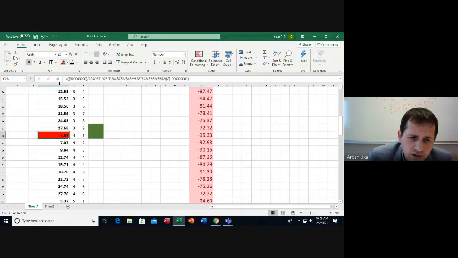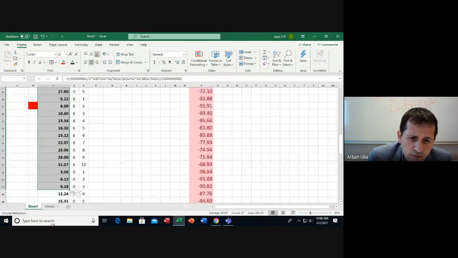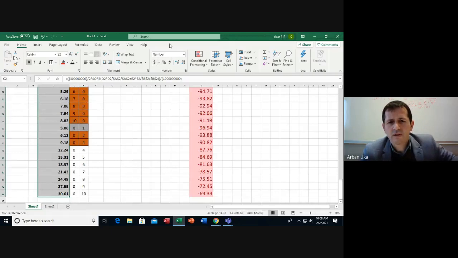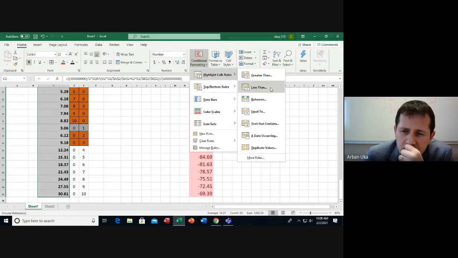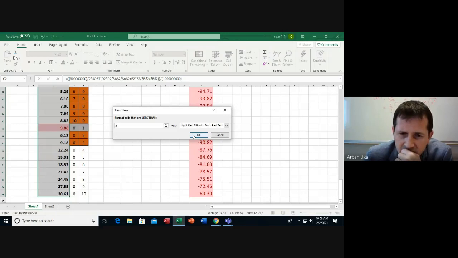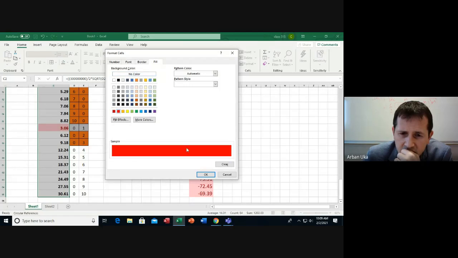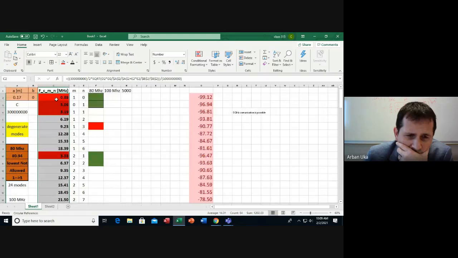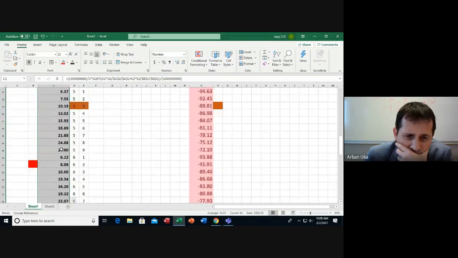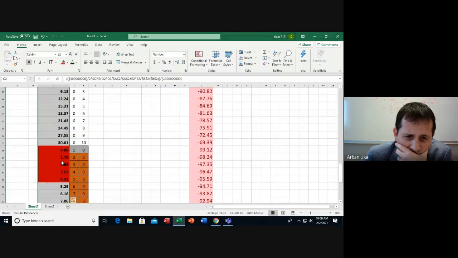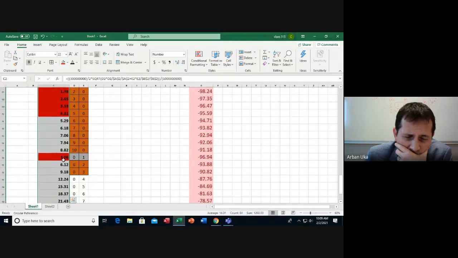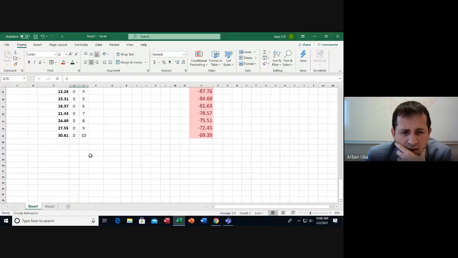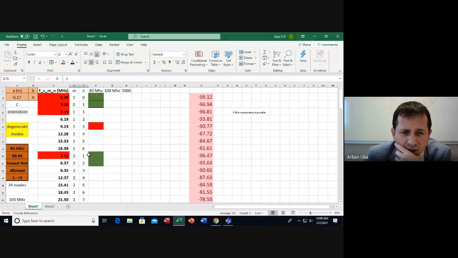5 gigahertz for 1 is allowed, and we can move ahead using the same automatic conditional formatting. Highlight rules less than 5, custom format, background color, going to make it red. So the modes which can propagate are 3, 4, 5, 6, 7, 8, 9, 10, 11, 12, 13. We get 11 because this is a doublet. So we get 11 allowed modes.